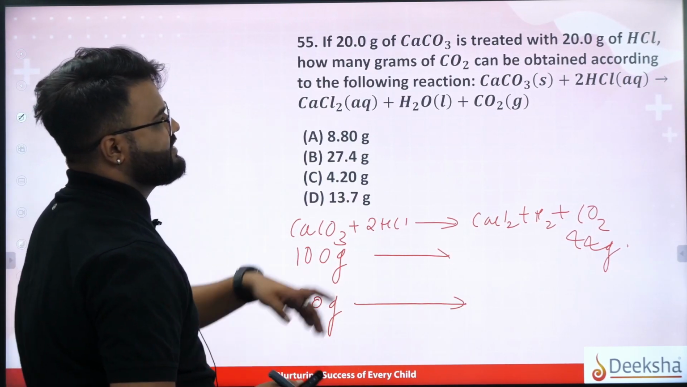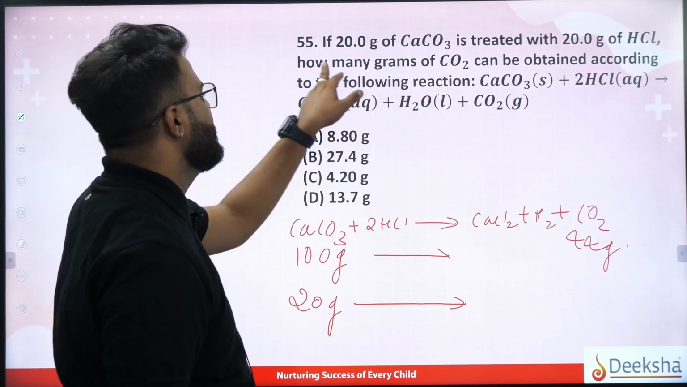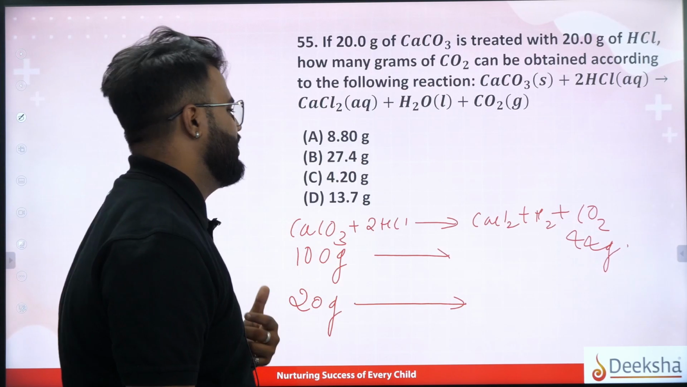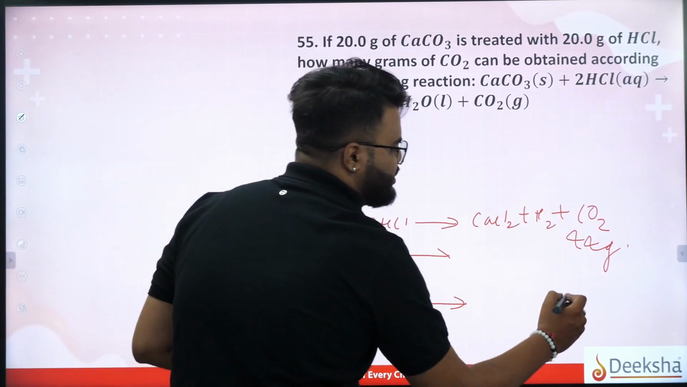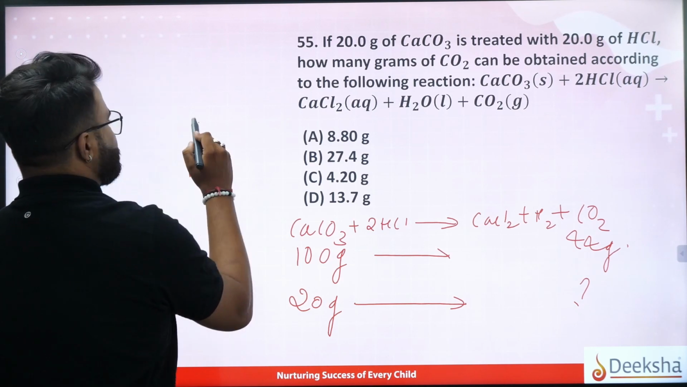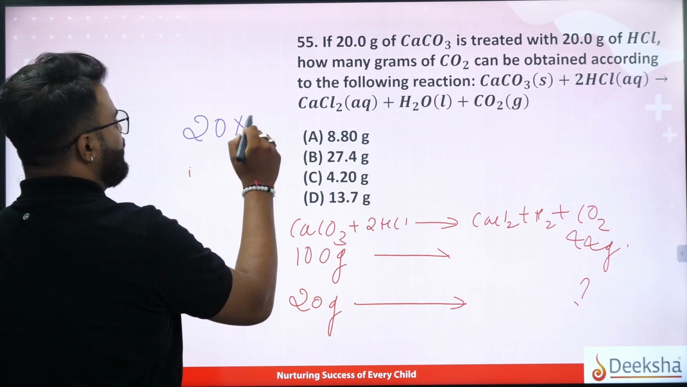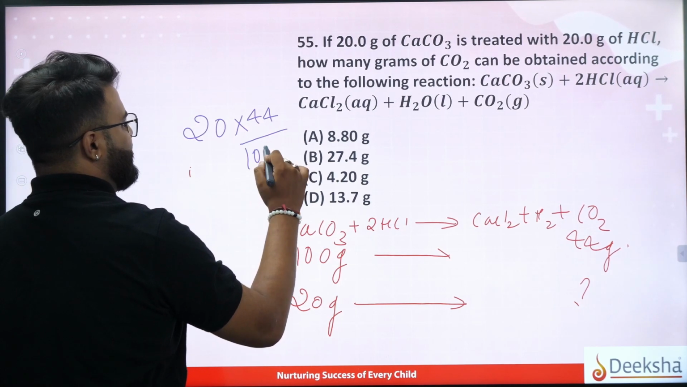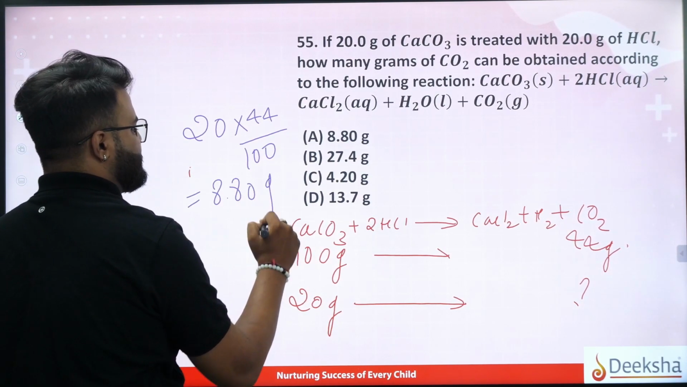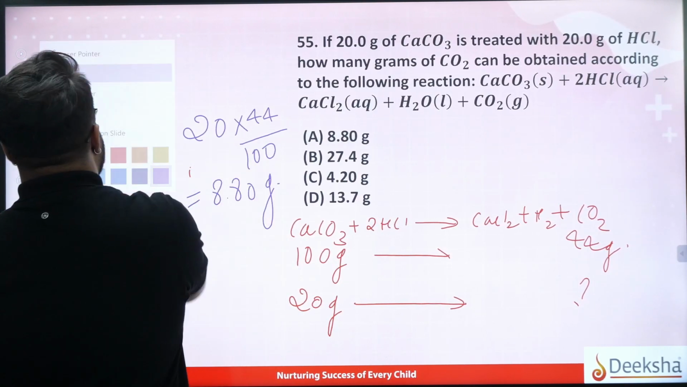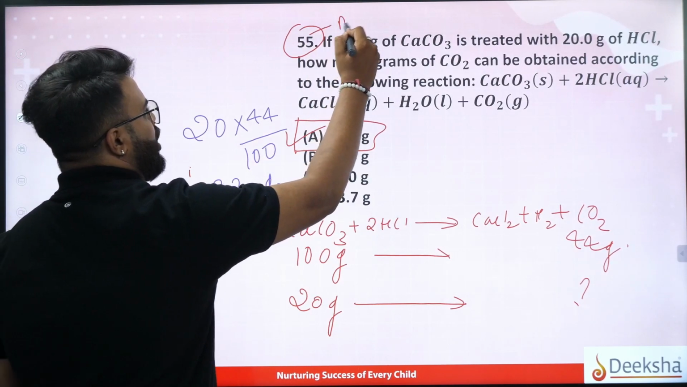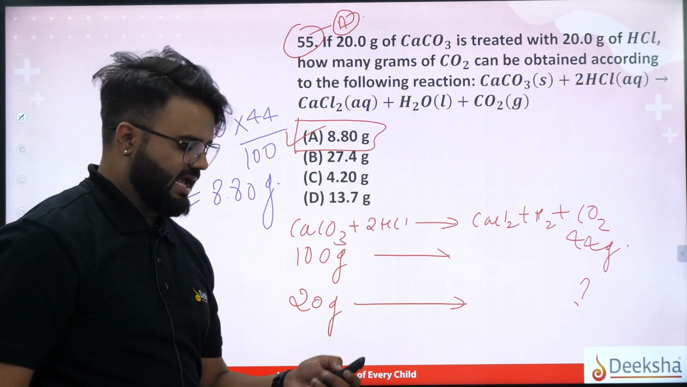20 gram of calcium carbonate is treated with 20 gram of HCl. How many grams of carbon dioxide can be obtained according to the following reaction? So 20 gram is equal to how much? It is nothing but 20 into 44 divided by 100. What do we get? That is nothing but 8.80 gram. So that is in which option? Option A will be your correct answer. Question number 55, option A will be your correct answer.